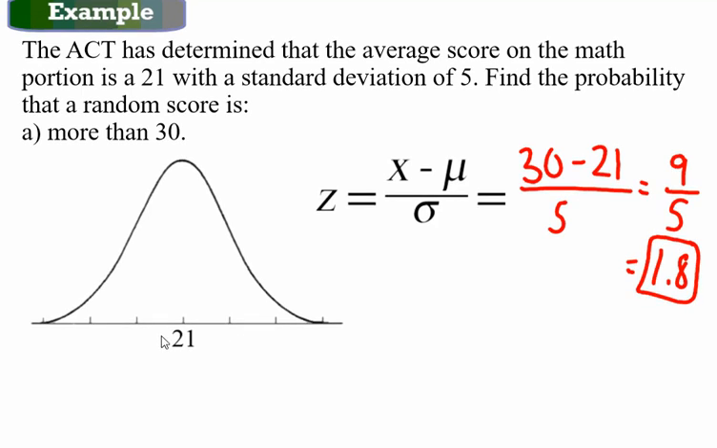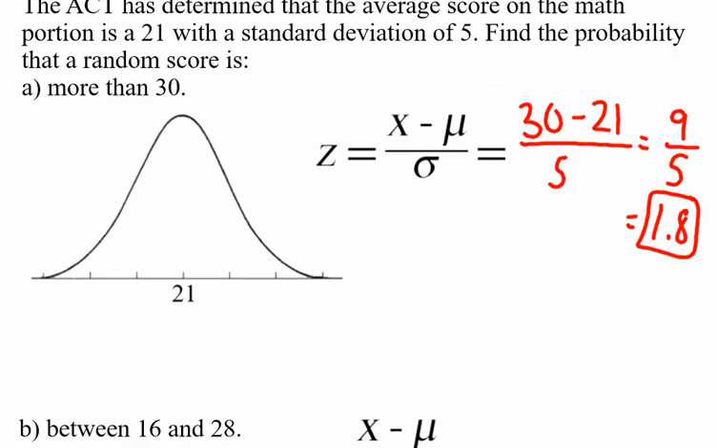We want more than 30. If I drew out what the actual picture looks like, 21, and the standard deviation is 5, so this would be 26, then 31. 30 would be right about here, which makes sense because for my standard normal, this is 0, this is 1, this is 2. 1.8 would be right there, and I want to be more than 30, so I'm going to be in there.